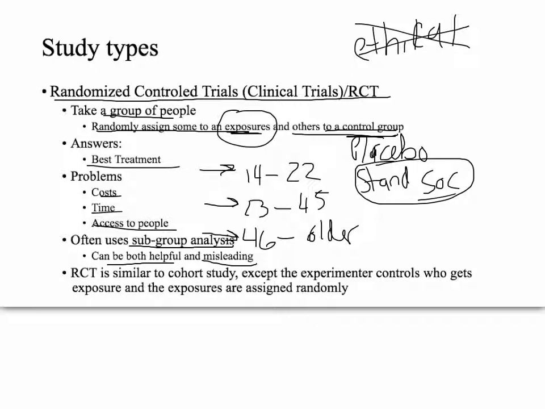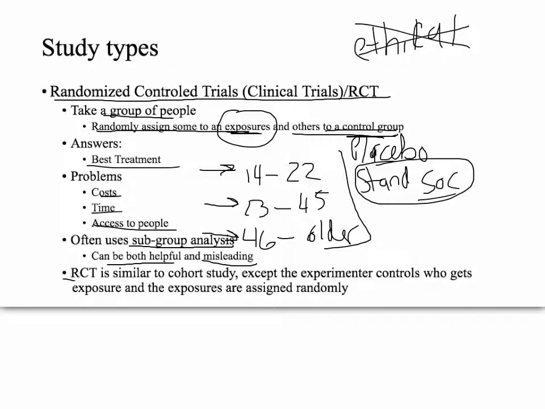Even if it's just random, it doesn't really exist in the population, but by random chance you got a few people where it did work better. So multiple comparisons and multiple analyses can often be misleading, and sometimes they can be helpful.